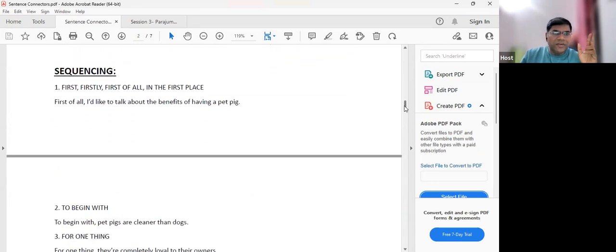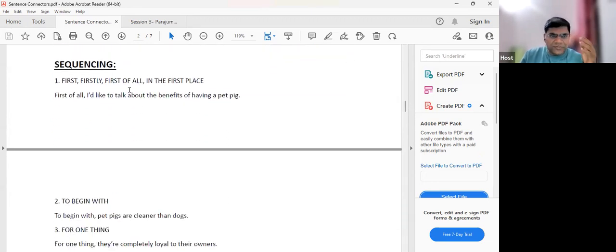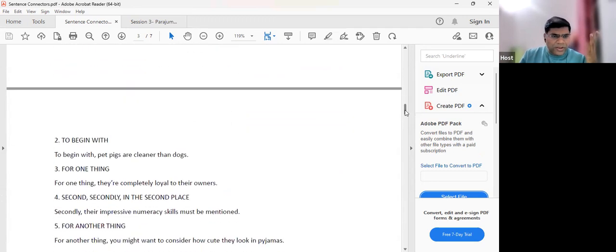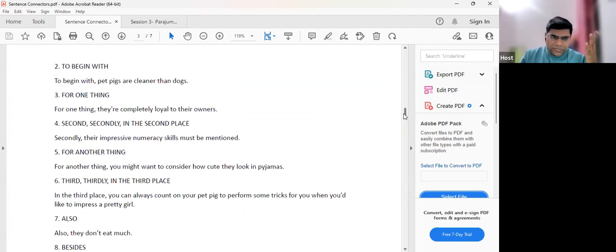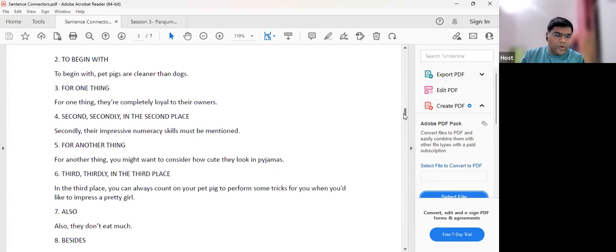So you can use sequencing. Sequencing के लिए भी हमने use किया है. Firstly, first of all, in the first place, first of all, I would like to talk about the benefits of having a pet pig. To begin with, pet pigs are cleaner than dogs. For one thing, they are completely loyal to their owners.